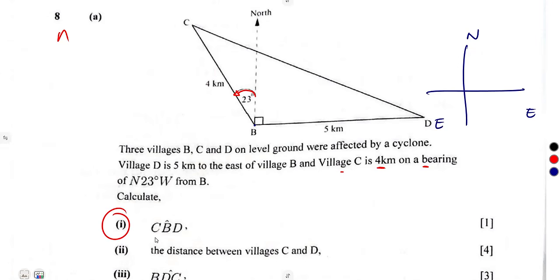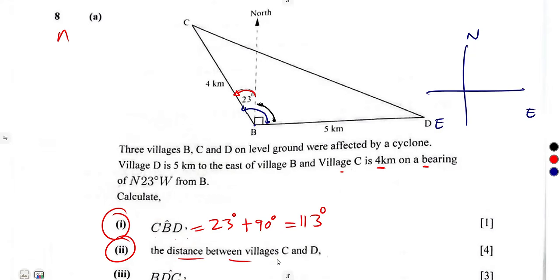Then calculate item 1, angle CBD. So CBD is the sum of these two angles. You simply combine the 23 degrees, this one, and the 90 degrees, this one, that is indicated as the right angle. So that was our angle CBD: 23 plus 90 degrees, which is 113 degrees, just like that.